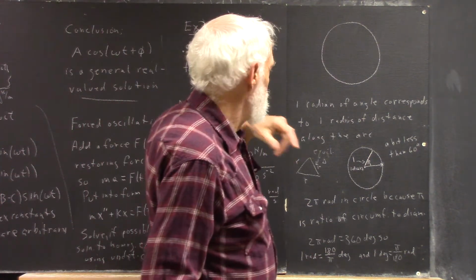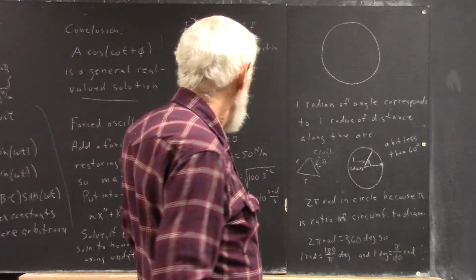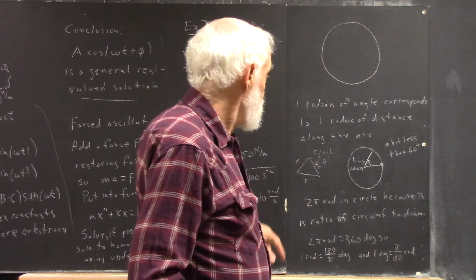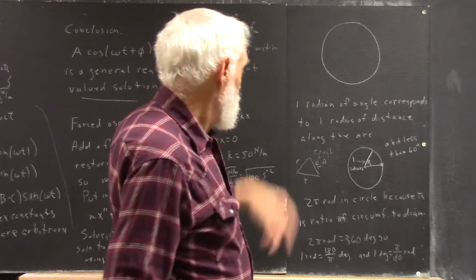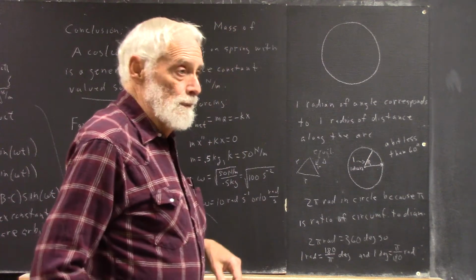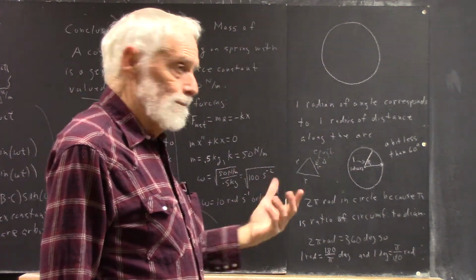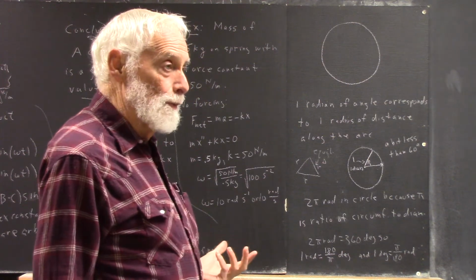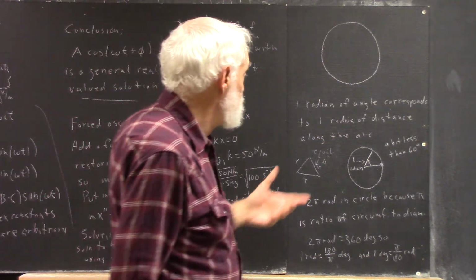Then we talk about, well, we're going to do a circular model, so we better understand what's going on here, okay? And it's real important to understand this circular model because oscillatory motion is universal, okay? It's the most common motion in the universe by far.